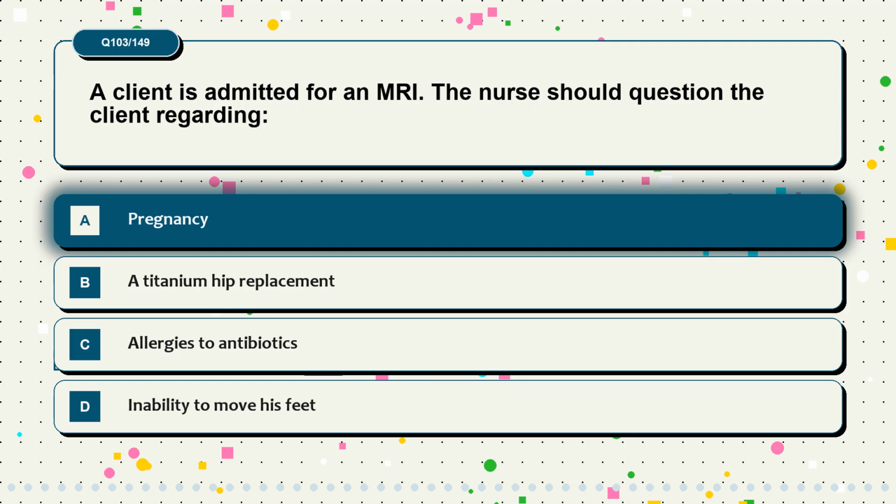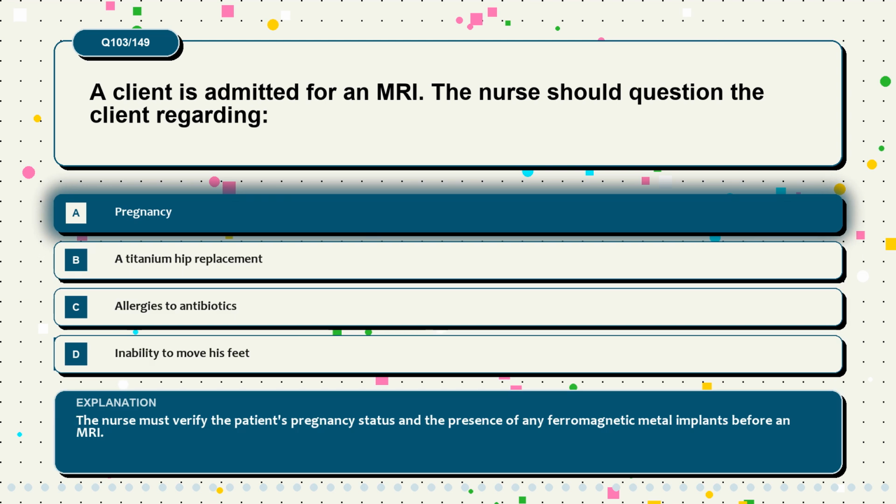The correct answer is option A. Pregnancy. The nurse must verify the patient's pregnancy status and the presence of any ferromagnetic metal implants before an MRI.